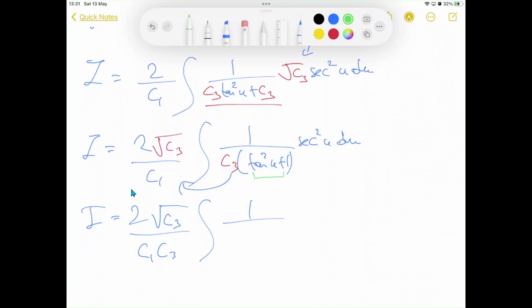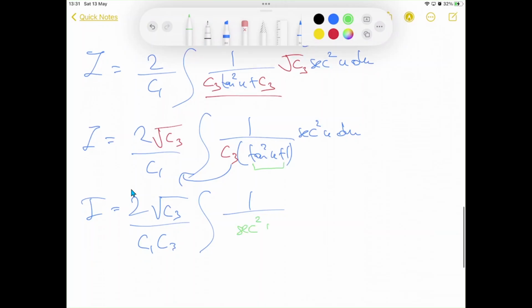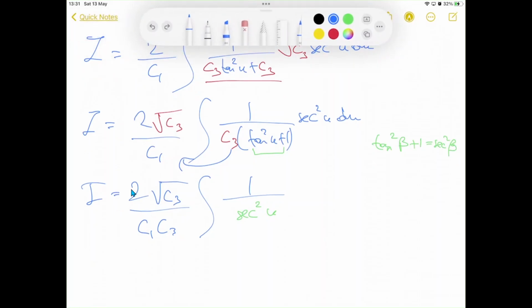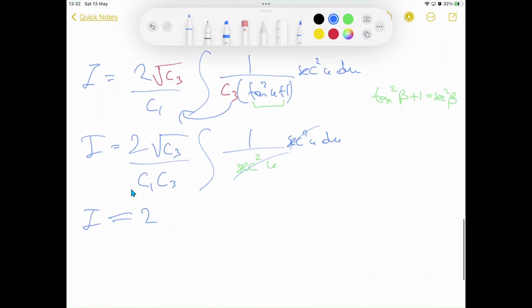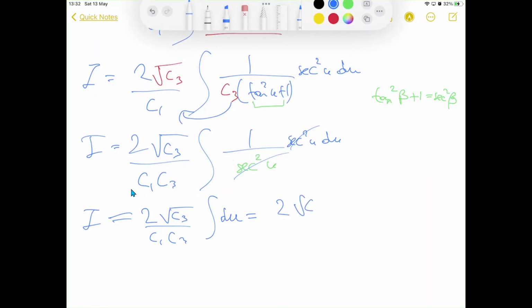Trig identity time. This tan squared of u plus 1 is equal to secant squared of u, right? I'll just write on the side: tan squared of anything, let's say beta, plus 1 equals secant squared of that very beta. Beta male, I know, very funny. And remember, we still have secant squared u du. If you cancel out the secants, you just end up with du. And if you integrate du, this is a basic baby integral, you end up with just u, of course with the constant in front of the u.